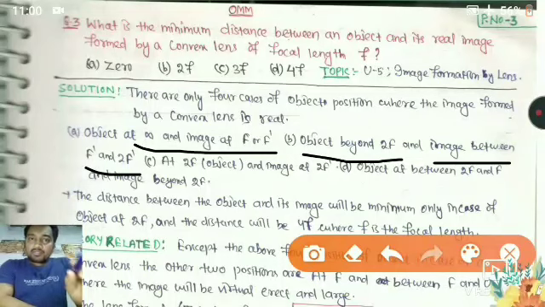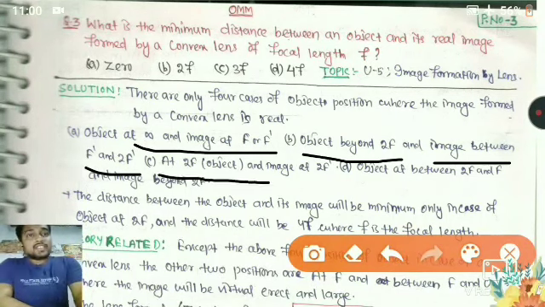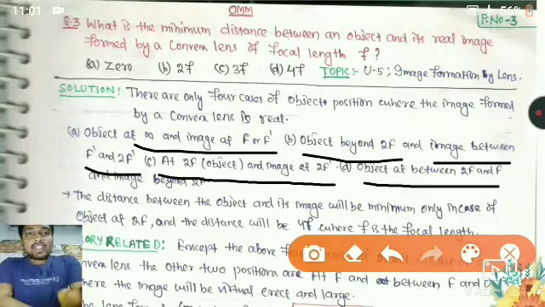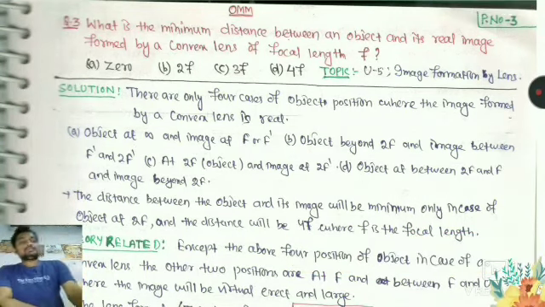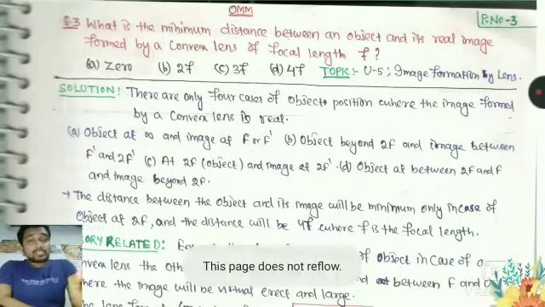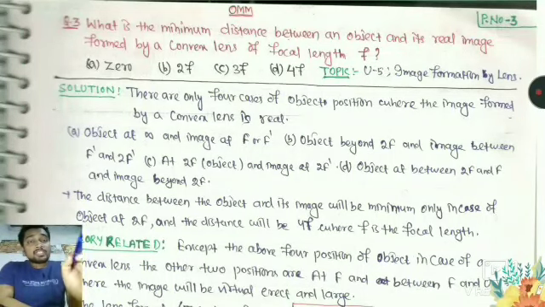You have to only remember these things: when the image will be formed as real and where the object is. Object at 2f and image at 2f dash. Object between 2f and f and image beyond 2f dash. So out of these four possibilities, the question asked, what is the minimum distance between an object and its real image formed by a convex lens of focal length f? Then what will be the minimum distance out of these four cases?